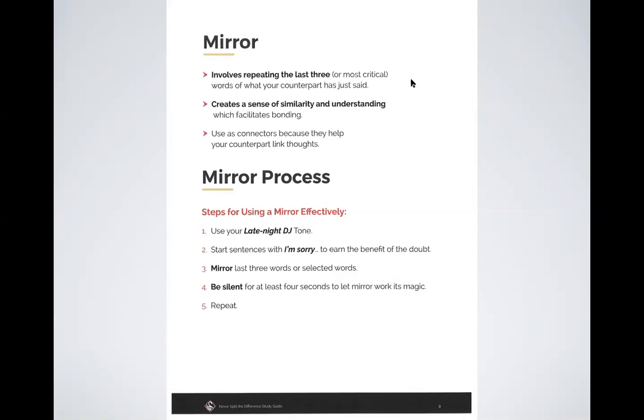Use connectors, because they help your counterpart link thoughts. The mirror process: use your late night DJ voice. Start sentences with "I'm sorry" to earn the benefit of the doubt. Mirror the last 3 words or selected words. Be silent and let them fill the gap. You don't necessarily need to fill the gap. Wait at least 4 seconds to let the mirror work its magic, and then you repeat it.